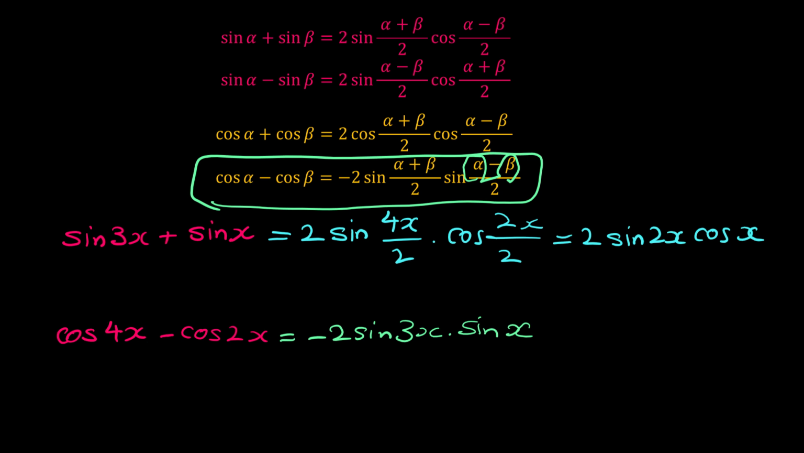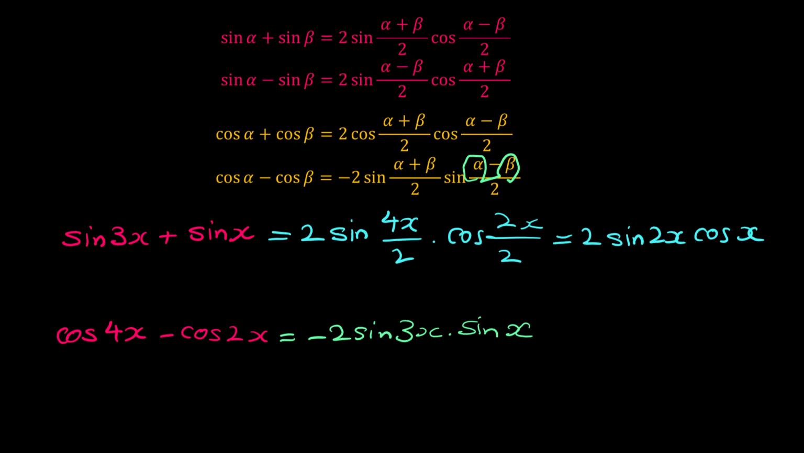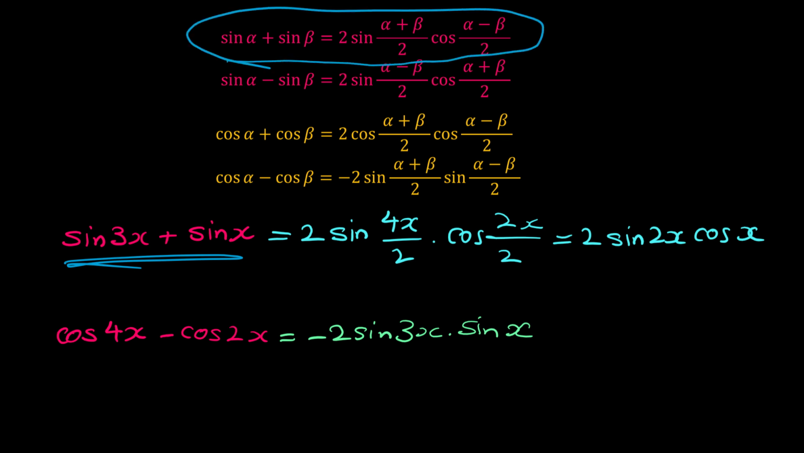So with the aim of the last formula, we write cosine of 4x minus cosine of 2x in the form of negative 2 sine of 3x sine of x. Before I show you the next example, let me mention something here which is very important. For doing these questions, sine of 3x plus sine of x, we use this formula. And based on this formula, this equals 2 sine of alpha plus beta, 3x plus x is 4x divided by 2, then cosine of alpha minus beta. Here we suppose this as alpha and this as beta.